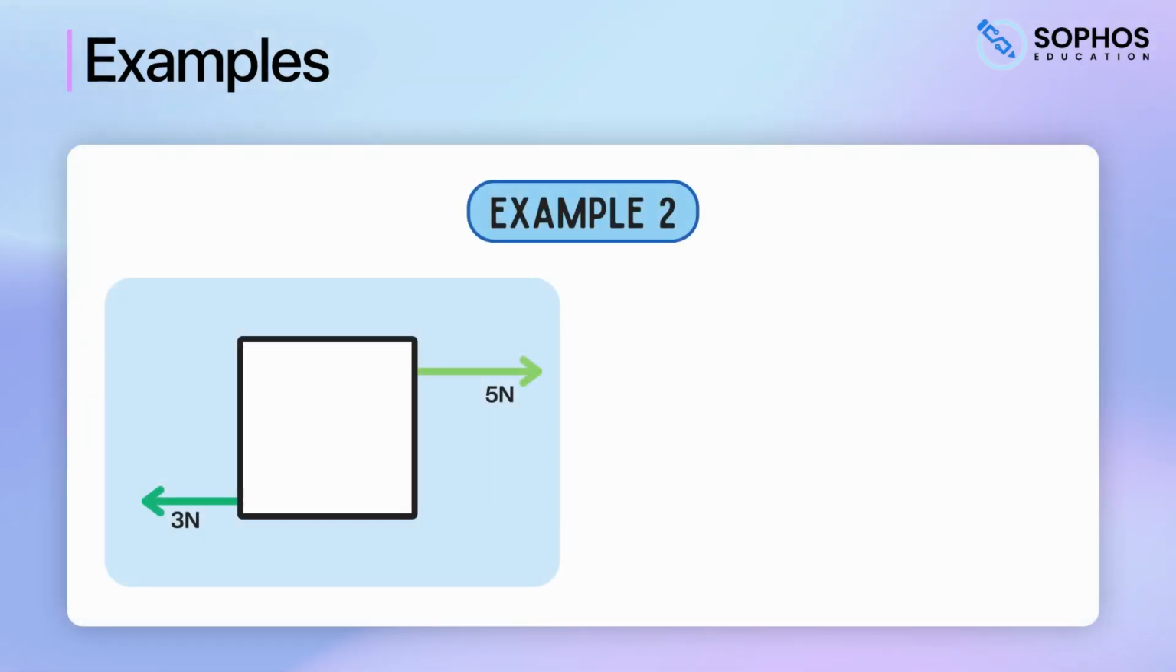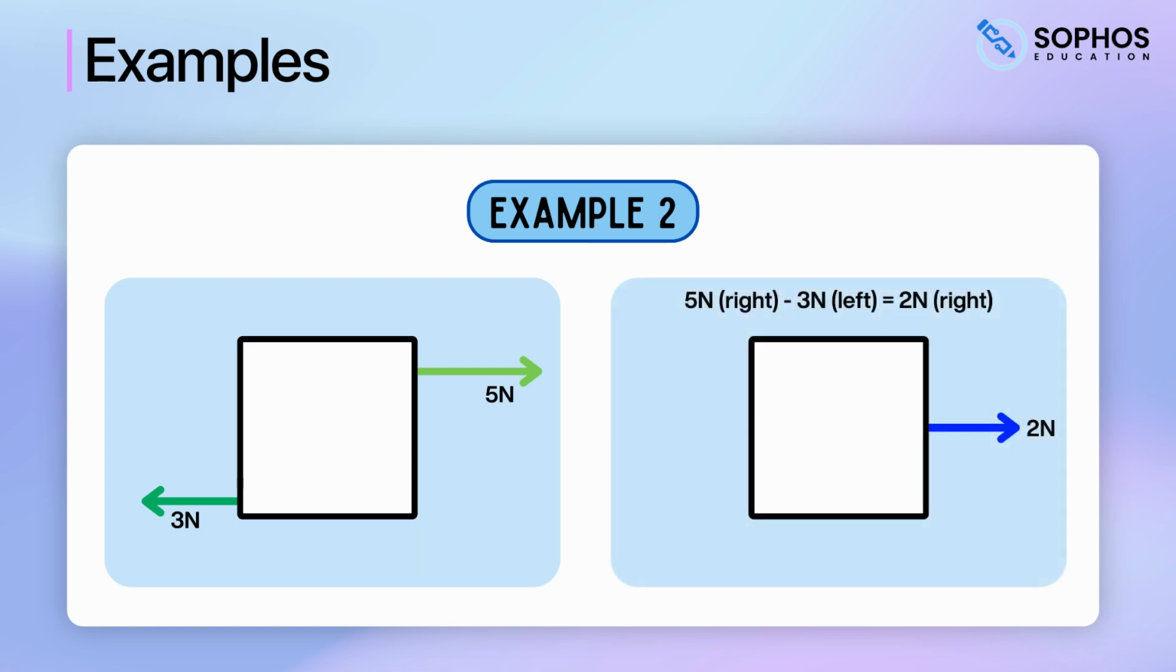In the second diagram, we have two arrows again. One arrow has a magnitude of 3N to the left, and another has a magnitude of 5N to the right. Here, the forces oppose each other. We need to subtract the smaller force from the larger force to find the resultant force. Therefore, the resultant force is 5N minus 3N equals 2N to the right.